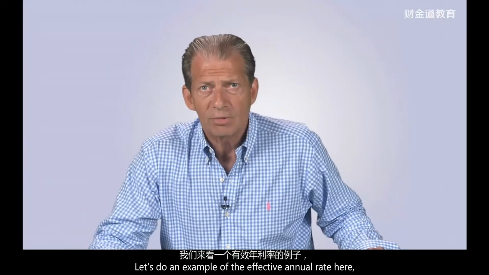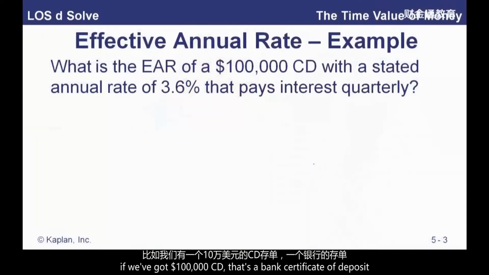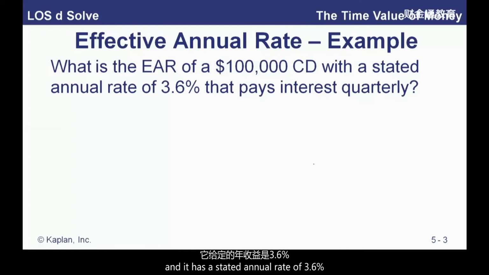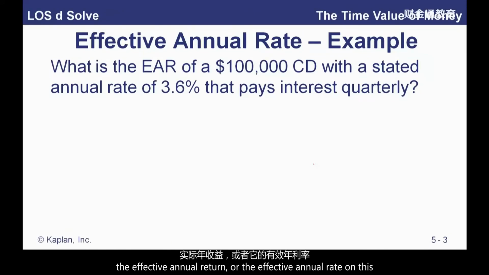Let's do an example of the effective annual rate here. If we've got a $100,000 CD, that's a bank certificate of deposit, and it has a stated annual rate of 3.6% that pays interest quarterly. Well, we need to figure out the effective annual return or effective annual rate on this.